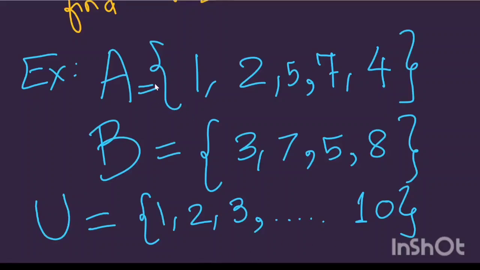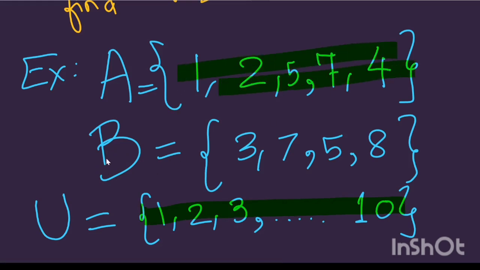Let's take an example, guys. Let's define A and B, which are inside a universal set from 1 to 10. So A is defined as {1, 2, 5, 7, 4}, B is defined as {3, 7, 5, 8}. Now let's draw it on a Venn diagram, guys.